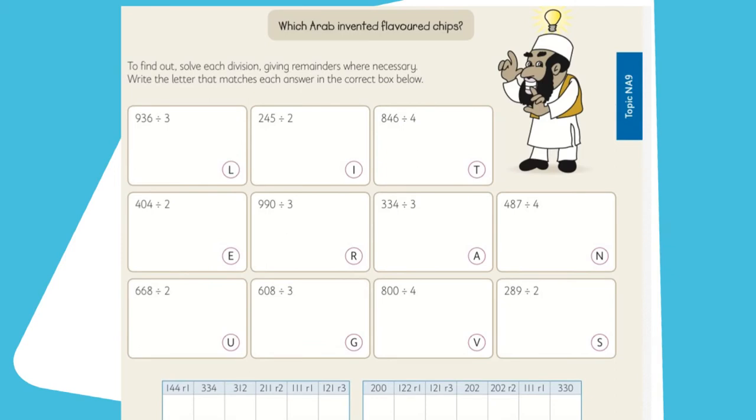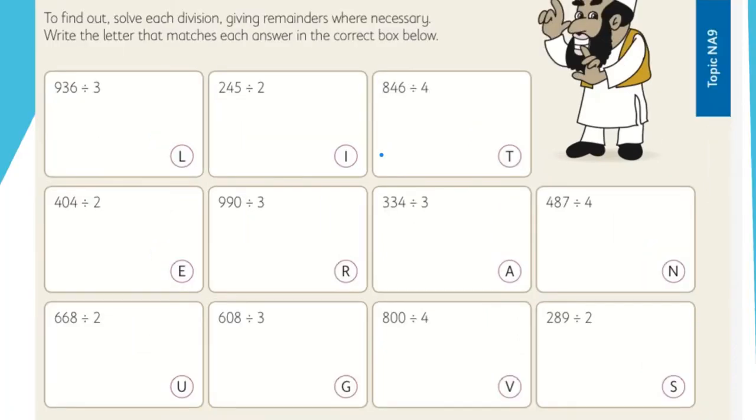Hey guys, here we go. Here's these ones. So, which Arab invented flavoured chips? Well, we'll start working through some of these sums, hey? So, let's look at the first one. We've got 846 divided by 4. So, using my swoops, there are 2 4s in 8, 1 4 in 4, and there is 1 4 in 6, that is remainder 2. So T is at 211, remainder 2, which is over here. There's my T.